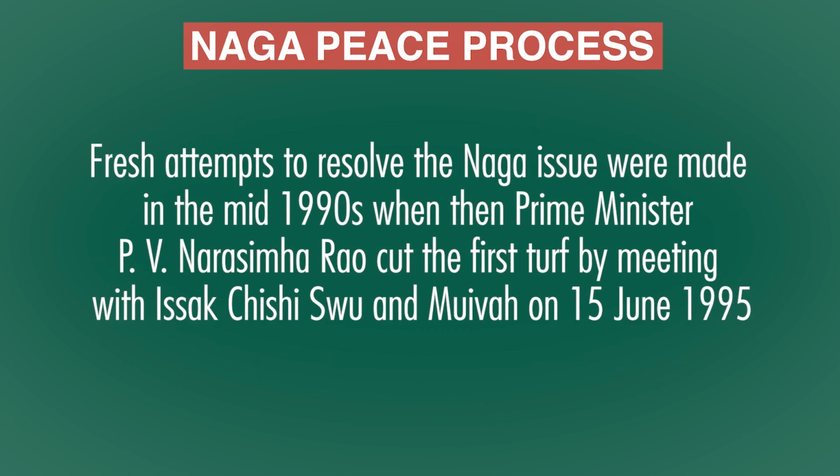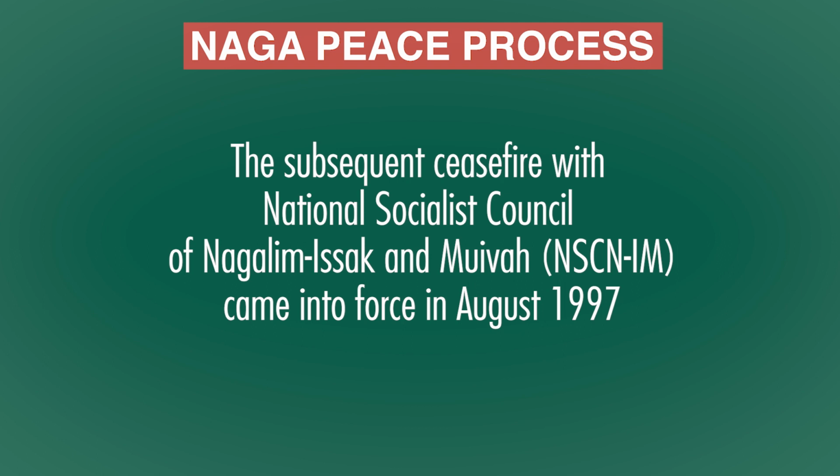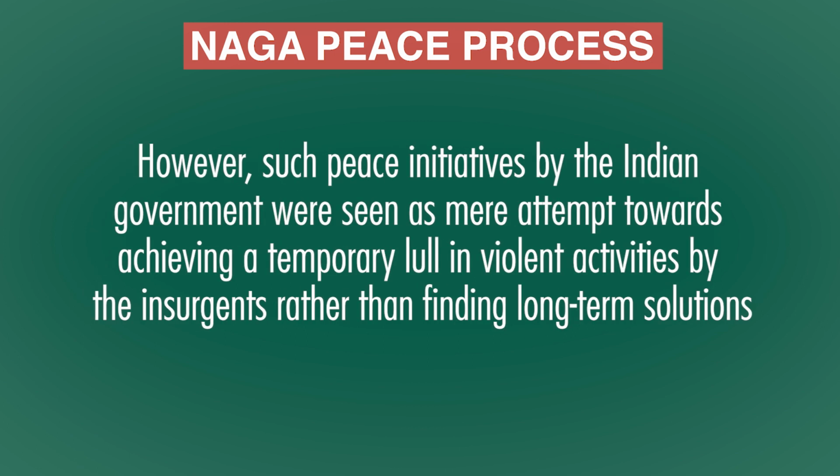Fresh attempts to resolve the Naga issue started in the mid-1990s when the then Prime Minister P.V. Narasimha Rao tried to meet important Naga leaders on 15 June 1995. The next stage was a declaration of the subsequent ceasefire with the National Socialist Council of Nagaland, with the Isak and the Muivah faction. It came into force in 1997. However, such peace initiatives by the Indian government were seen as mere attempts towards achieving a temporary lull in violent activities by the insurgents, but this was not a long-term solution.